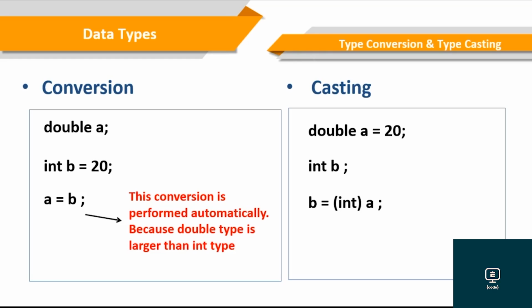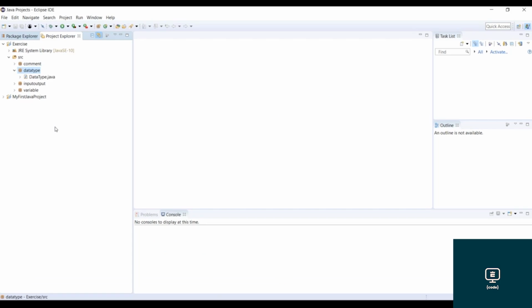unfortunately, this conversion could not be performed. And the compiler gives us an error. And you know why, right? Because the double data type is bigger than the int data type. So in these cases, you just have to explicitly specify the typecast operator. And that process is known as typecasting. So let's go ahead and open Eclipse and try to understand Java conversion and data type casting.